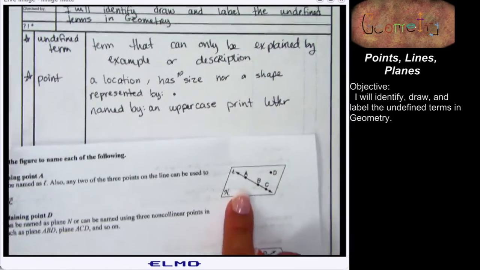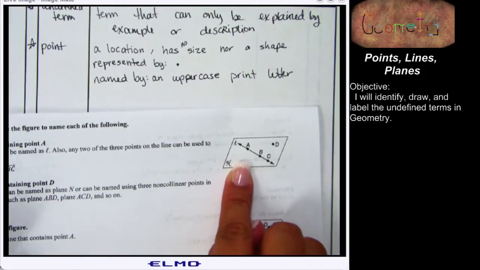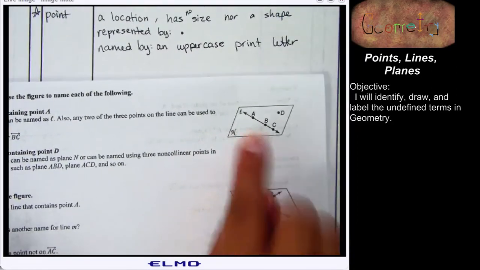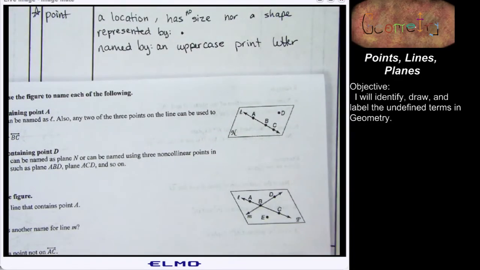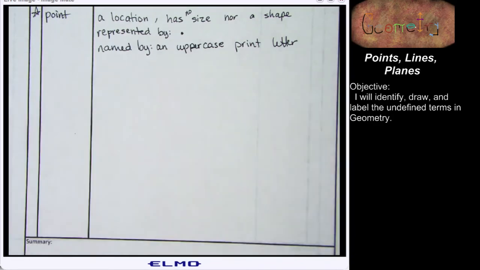Let's look at this first diagram right here. Can you name for me the points in that diagram? This first one? A, B, C, D. Beautiful. What about the points in this one? Someone who hasn't answered yet. A, B, C, D, and E. Yes? You see them all? Yeah. Lovely. You guys are really, really good at this.